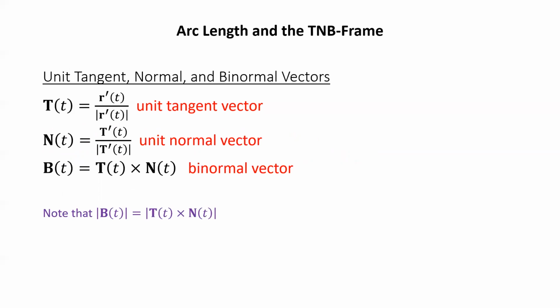Note that the length of B(t) is the length of the cross product of T and N(t), which, from our theorem on lengths of cross products from the cross product lesson, is the length of T times the length of N(t) times the sine of pi over 2. The pi over 2 comes from the fact that T and N(t) are orthogonal. Therefore, they form a 90-degree angle, or an angle of pi over 2. Each of these factors is equal to 1 because T and N(t) are unit vectors. This shows that B(t) is also a unit vector.